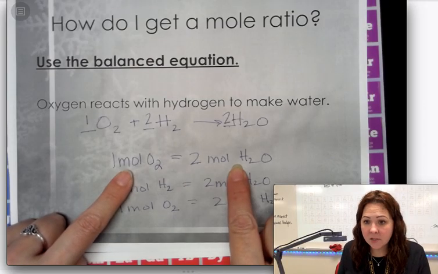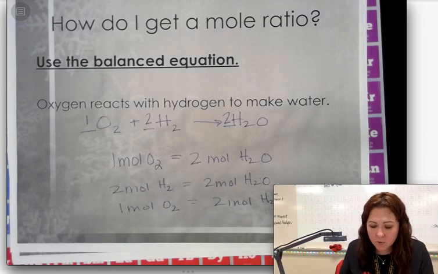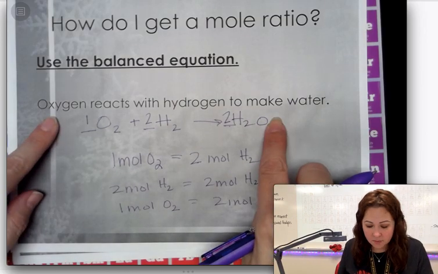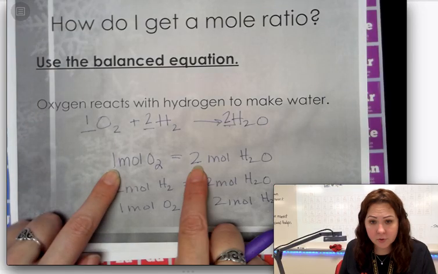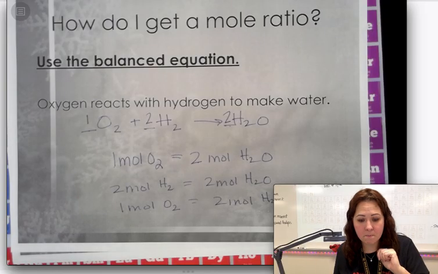So when we get these mole ratios, they're going to tell you what you need to deal with. You have to balance your reaction. And these numbers right here for your mole ratio just come from that balanced reaction. You just pluck them out and you put them down in your new one.